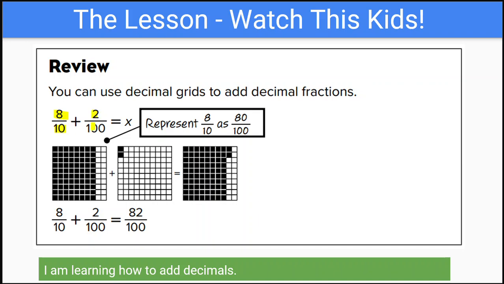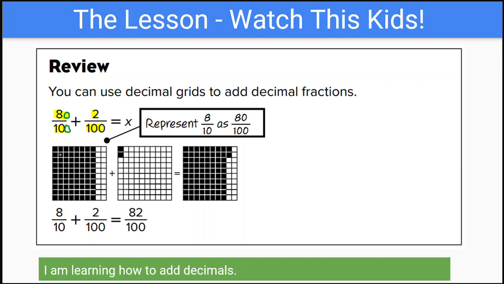Plus 2/100. Okay, well, this grid right here is showing 8/10, or you could write it as 80/100. Okay, they have it divided up into hundreds. Now, I like to keep the decimals with the same denominator, so I'm going to make this into an 80, and I'm going to make this into hundredths right there. Now, this grid over here represents this number, which is 2/100, and there they are, 1 and 2.